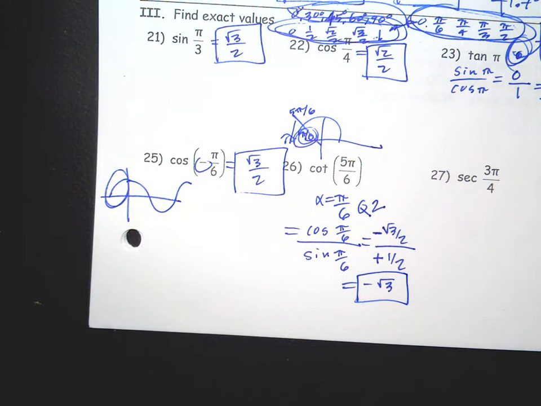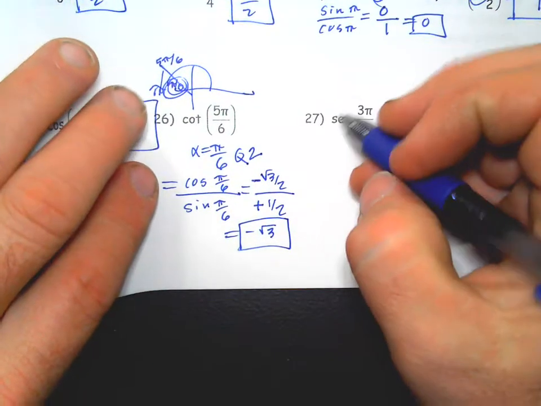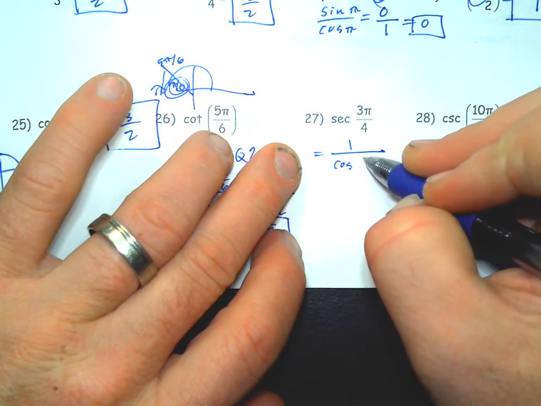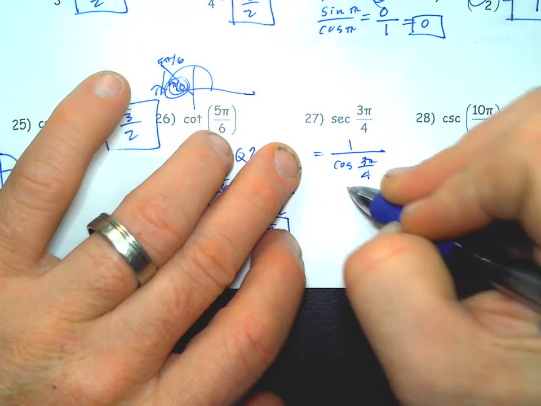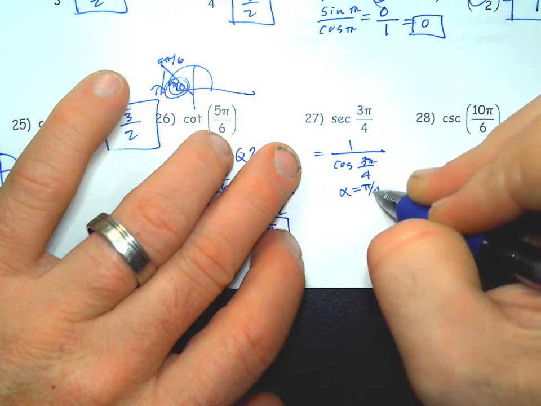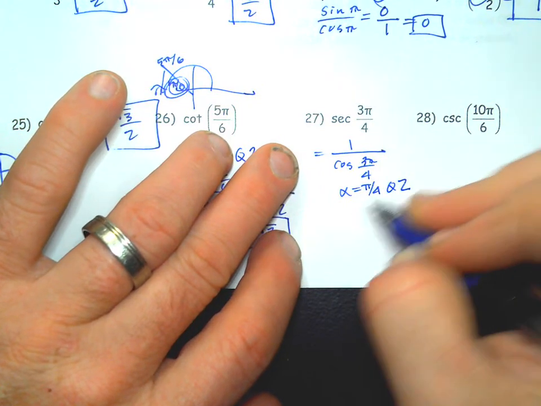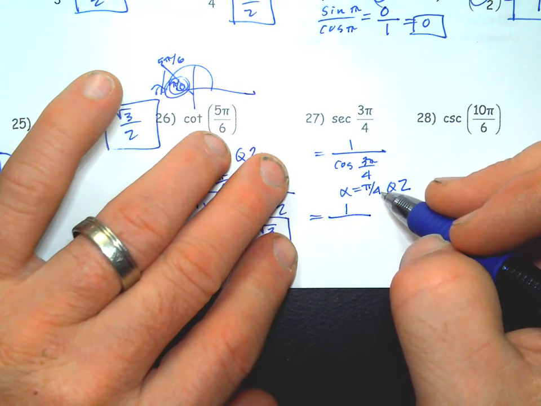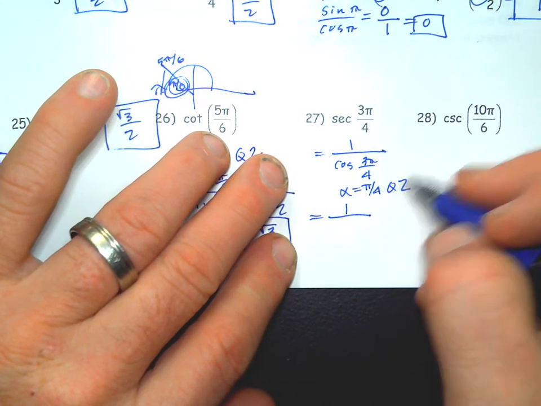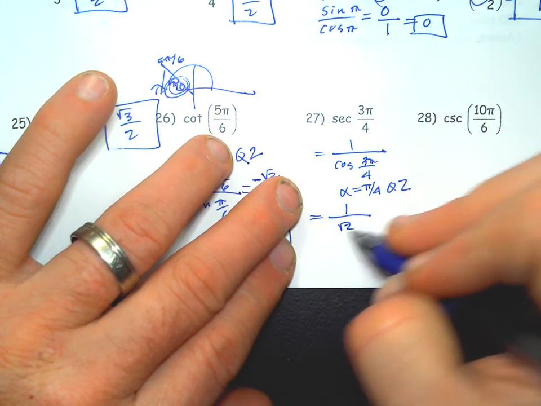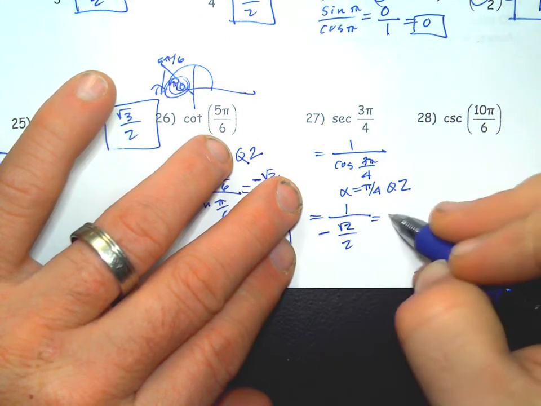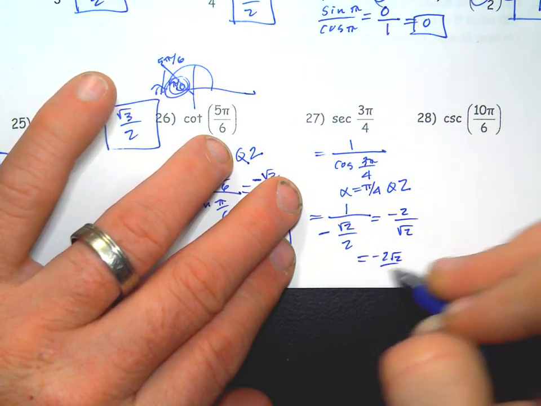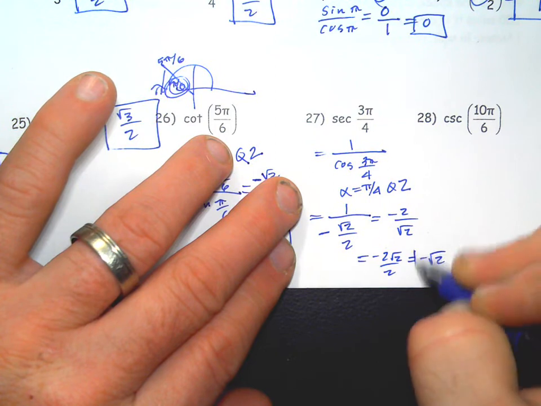Okay? Secant is a reciprocal trig function. So that's the same thing as 1 over cosine, co with a non-co. Now, the reference angle is pi/4, and it's in quadrant 2. Cosine of pi/4 is √2/2. In quadrant 2, it's negative. So it's going to be -2 over √2. So it's going to be -2√2/2. So it's going to be -√2, simplified.